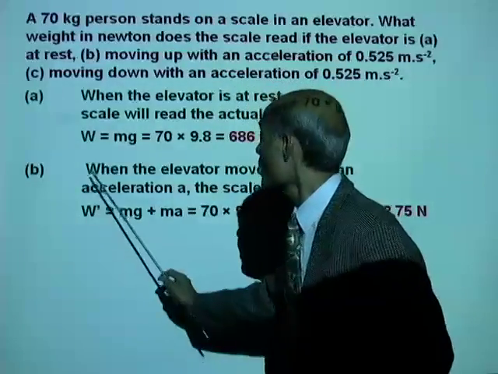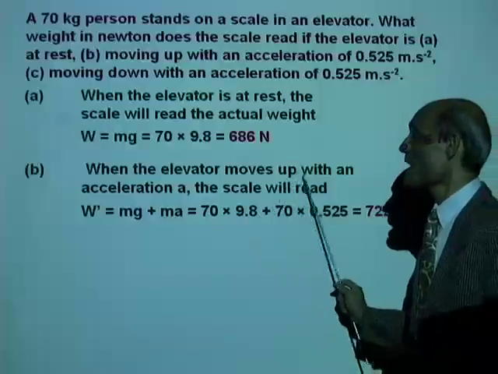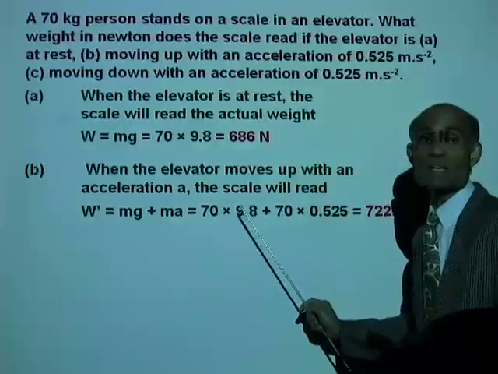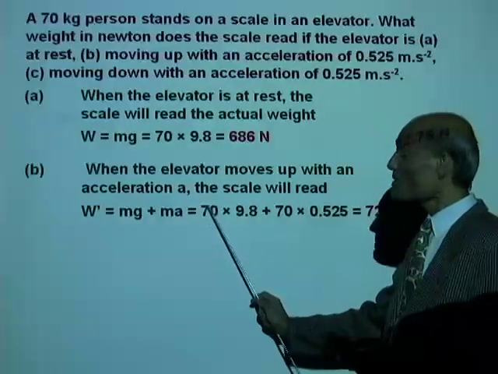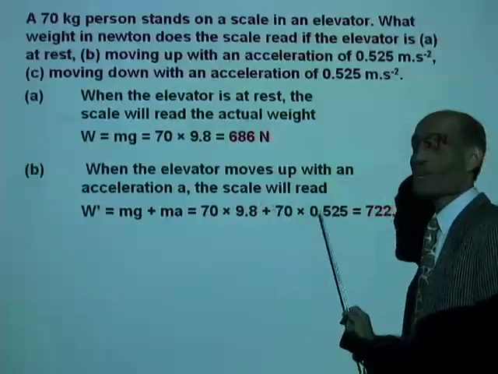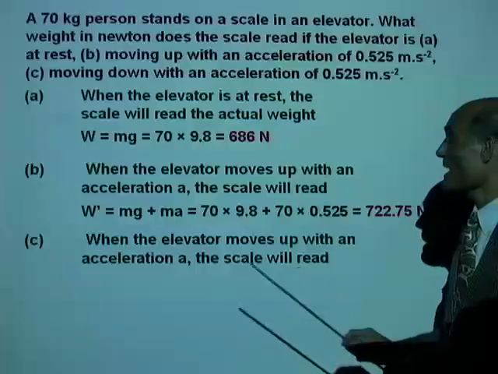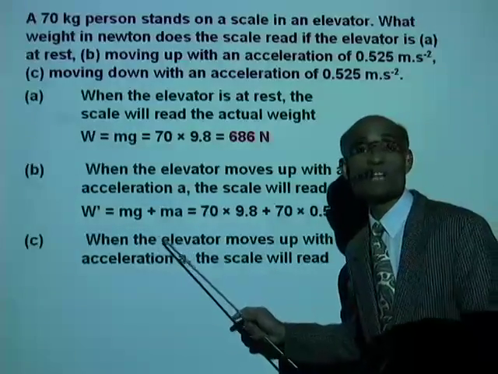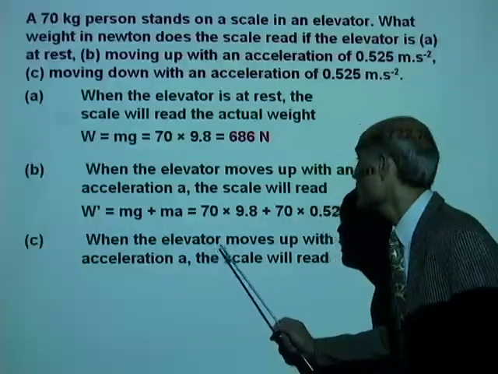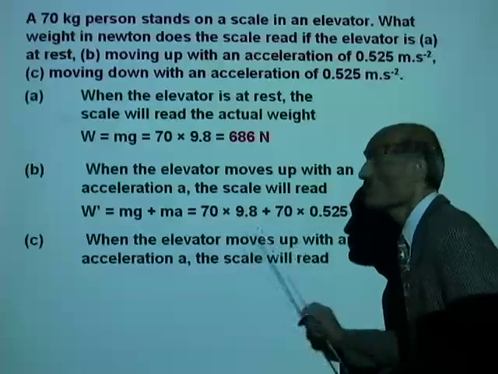Well, so when the elevator moves up with an acceleration a, the scale will read mg plus ma, that is 722.75 Newton. When the elevator moves down, the scale will read mg minus ma.